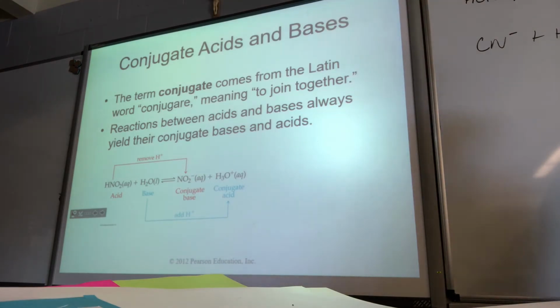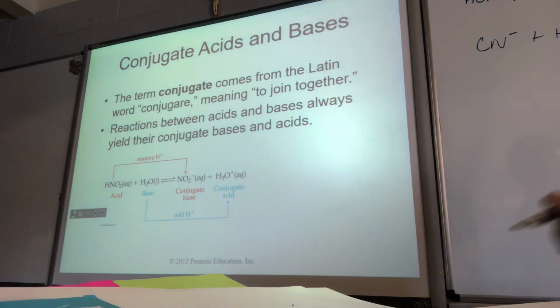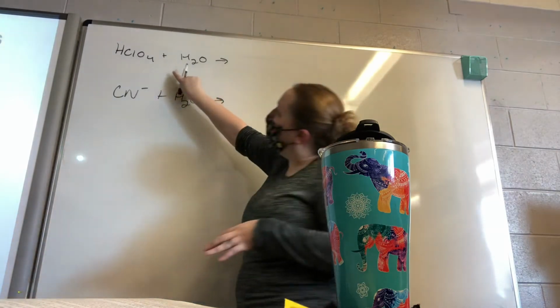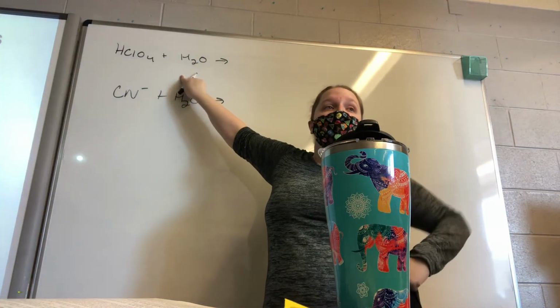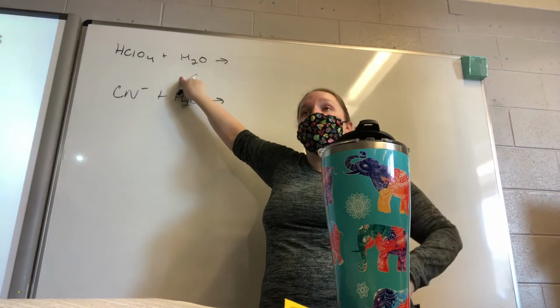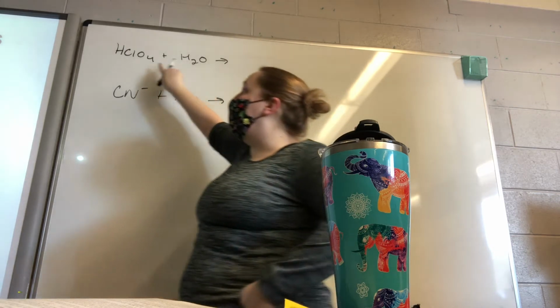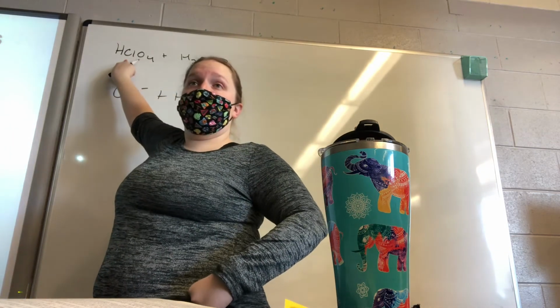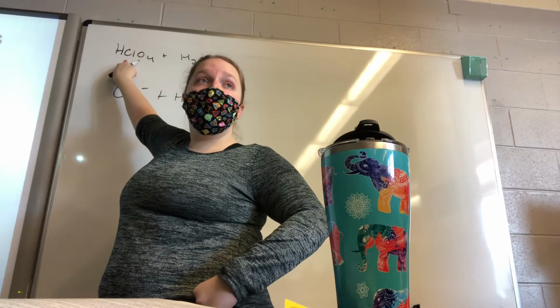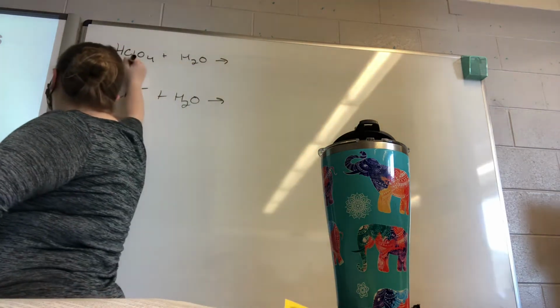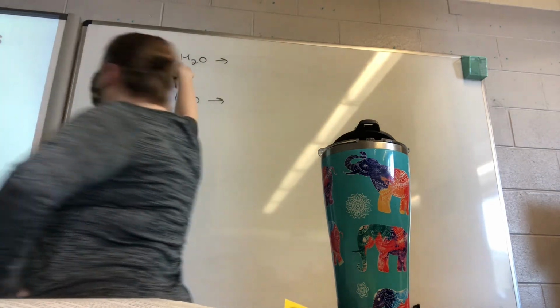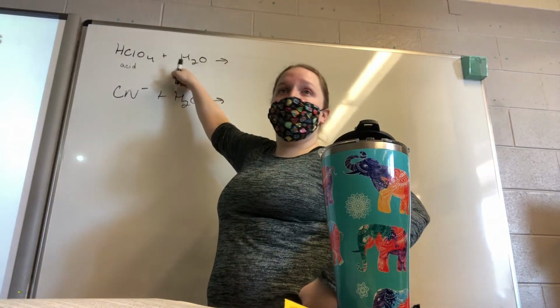All right, so let's look at a couple of examples before we move on. Up here, we want to identify the thing that is not water first, always. The thing that is not water. Does it have a proton? Yeah. What does that make it? Acid. That makes it the acid. What does that make water in this particular case? The base.